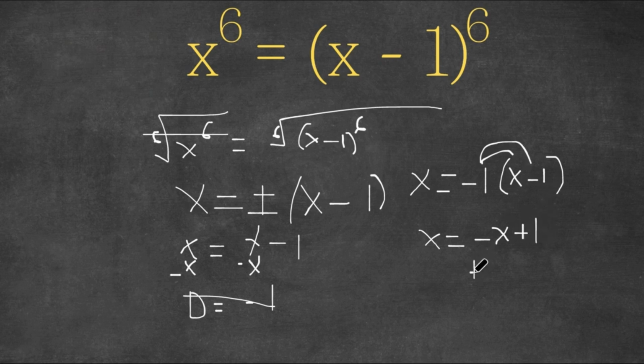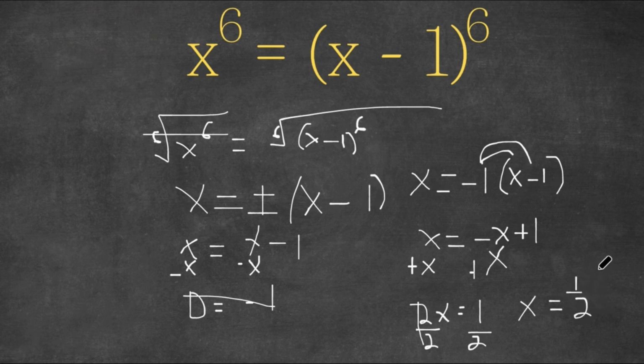And now we're going to add x on both sides. And x plus x is 2x equals 1. And now to isolate x, we're going to divide by 2 on both sides. These two cancel out. So we're simply left with x equals 1/2. And this is our answer to this equation.